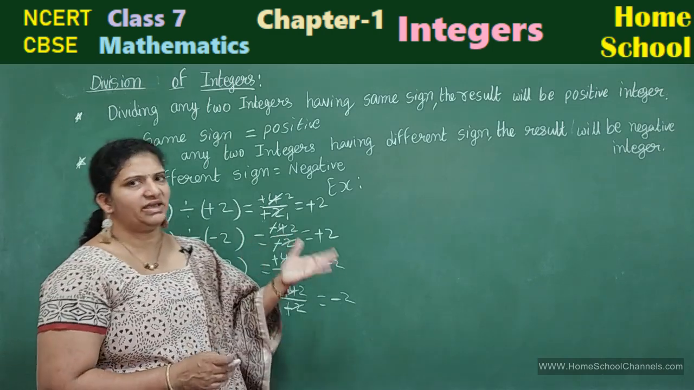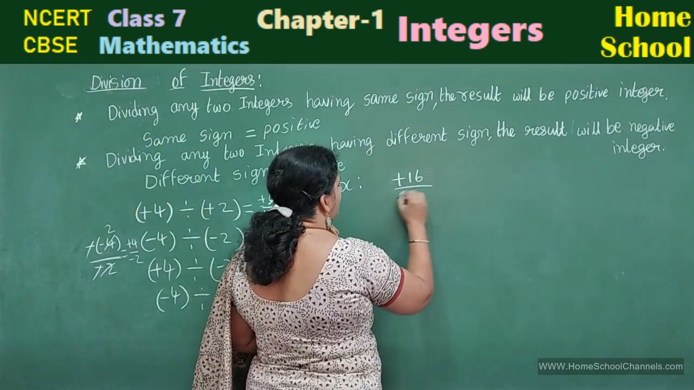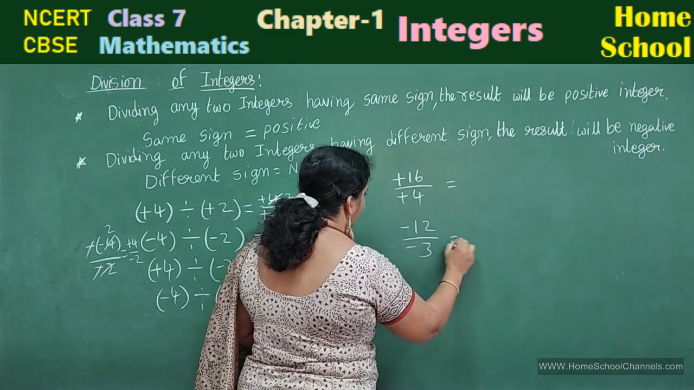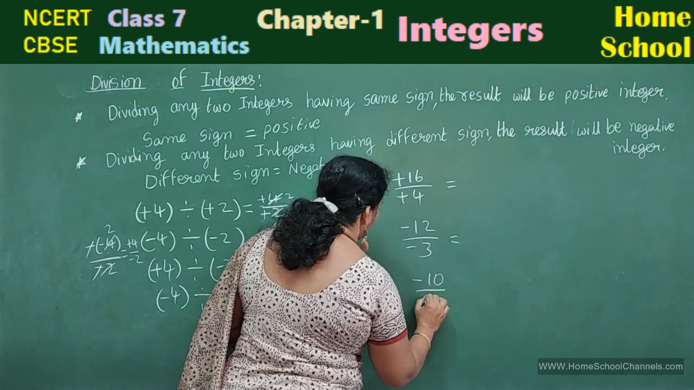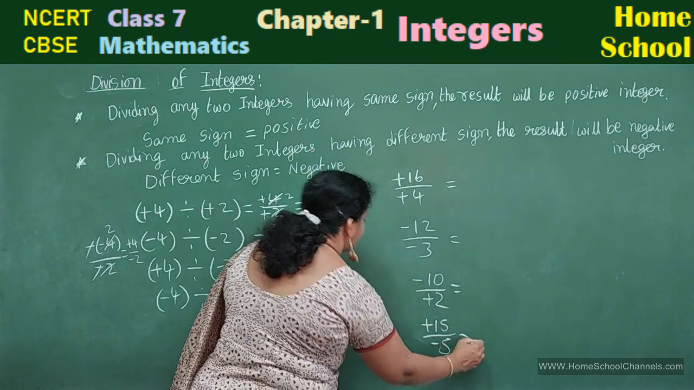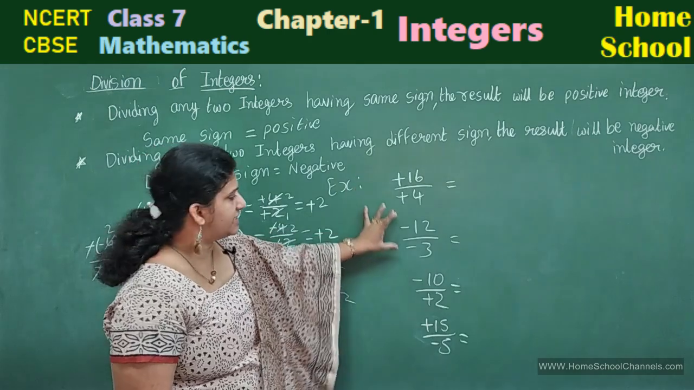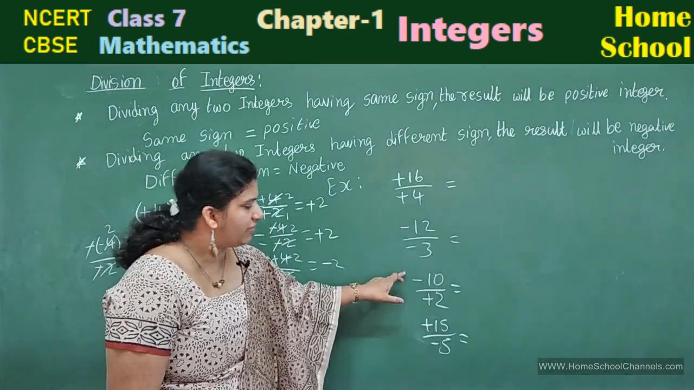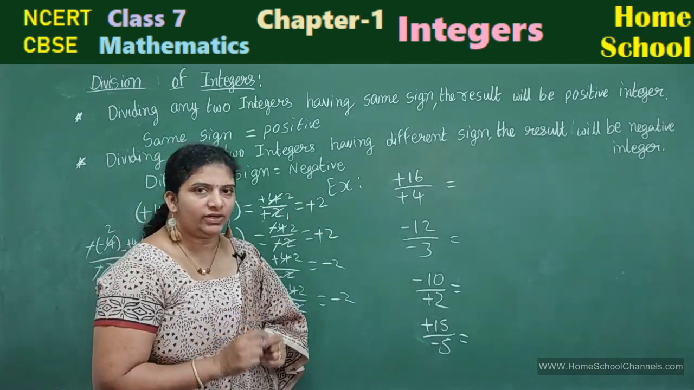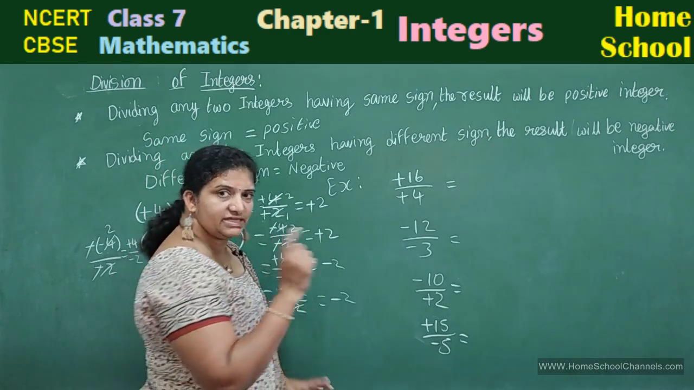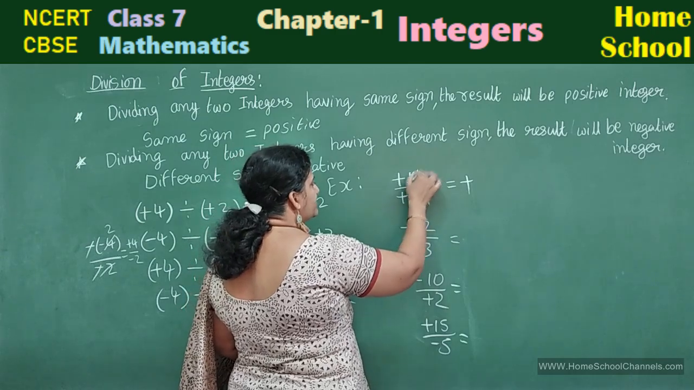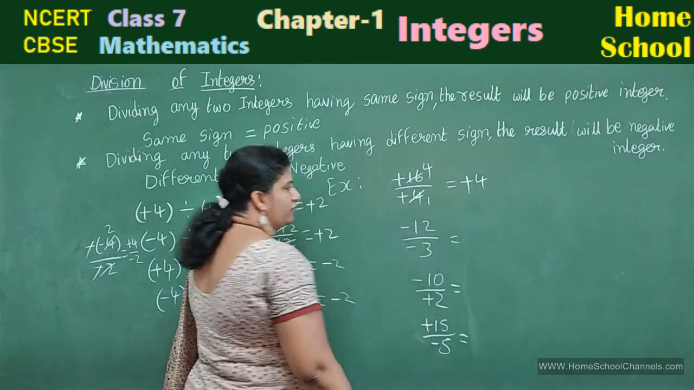Now, we are going to take some examples here. Plus 16 by plus 4, minus 12 by minus 3, minus 10 by plus 2, and one more, plus 15 by minus 5. Look here, both positive sign, both negative sign, both different sign: minus by plus, plus by minus. As you know from these two points, what do you remember? When you divide two integers having the same sign, the result will be positive. Plus by plus, plus. Now the number: 4 ones are 4, 4 fours are 16. Your answer is plus 4.